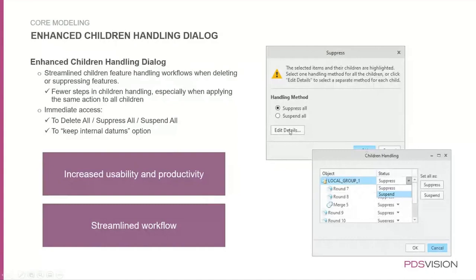But if you click edit details, you land in a dialog where you can state to the system that, okay, I want to suppress or deal later with that feature, and what it will do regarding that suppress. So you can have a bit more control over what is happening during your suppress or delete of the features. A bit more visibility of the children.